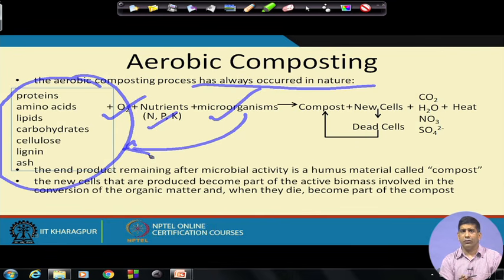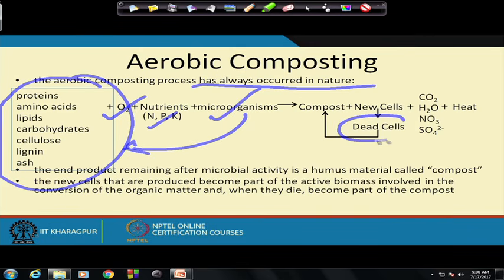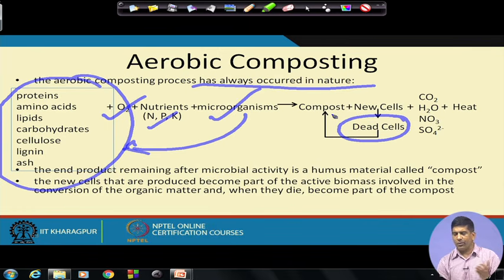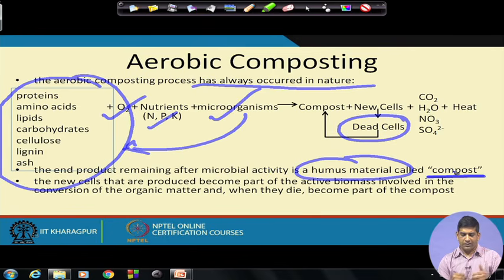They produce new microorganisms, like new bacteria. The old cells die, and then the old cells also become part of the compost. So, it is basically a set of microbial activity. At the end of the microbial activity, you get a humus material called compost, and the new cells that are produced become part of the active biomass. The active biomass is involved in the conversion of organic matter, and when they die they become part of the compost. So, that is how the cycle works.